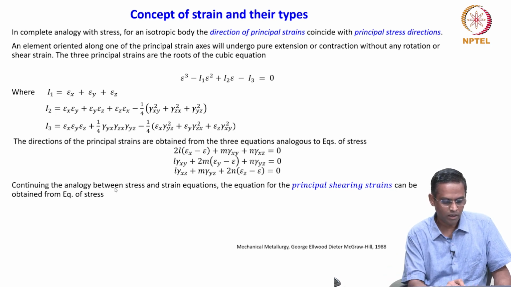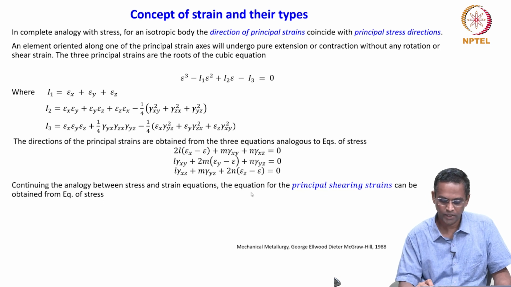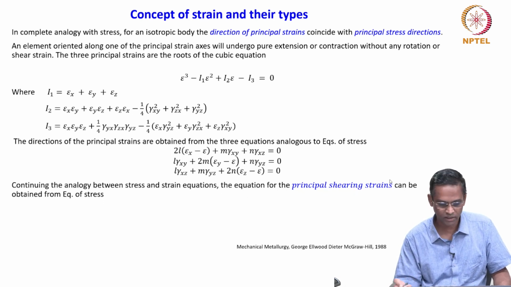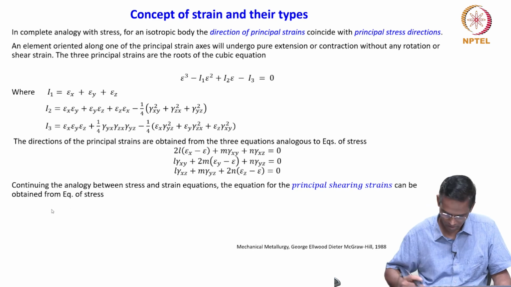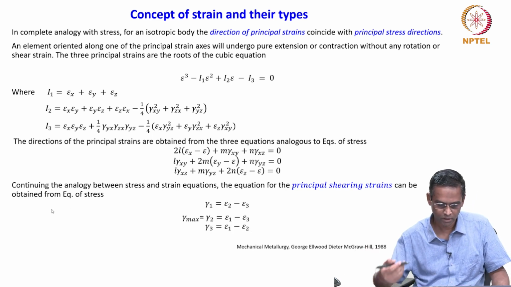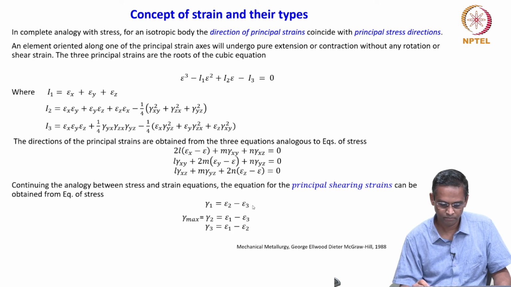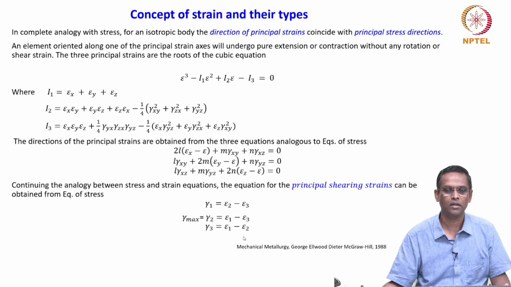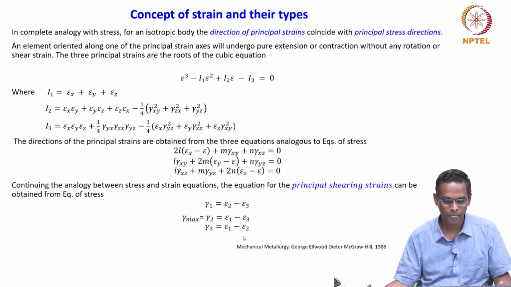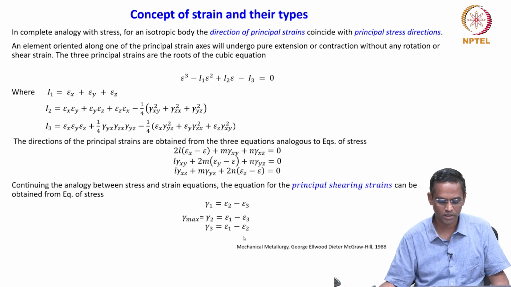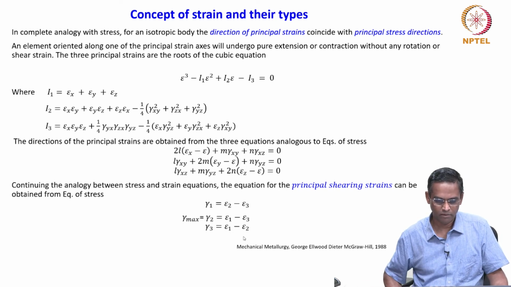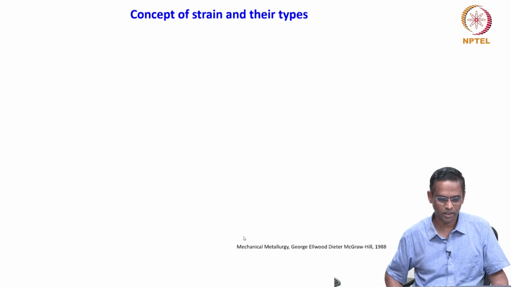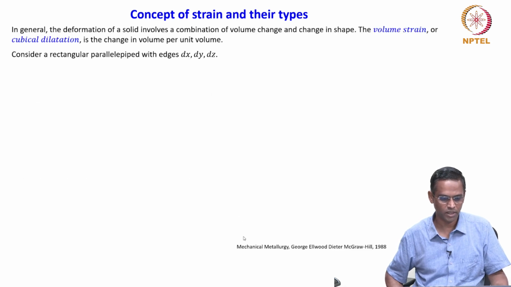So, continuing the analogy between stress and strain equations, the equation for the principal shearing strains can be obtained from the equation of stress, similar to what we have written there. We can also get it for the strain as well. If you recall, all these equations exactly match what we have derived for the stress. I am just going a little fast in this. Please revise this and then it will be clear, but just for the sake of time, I just want to rush it through.